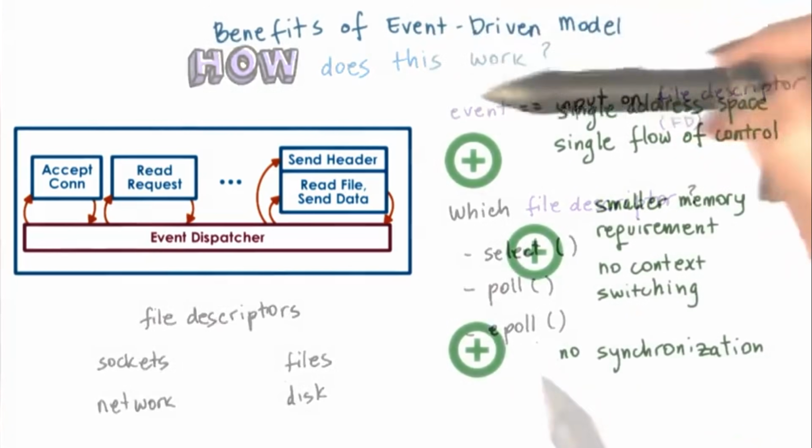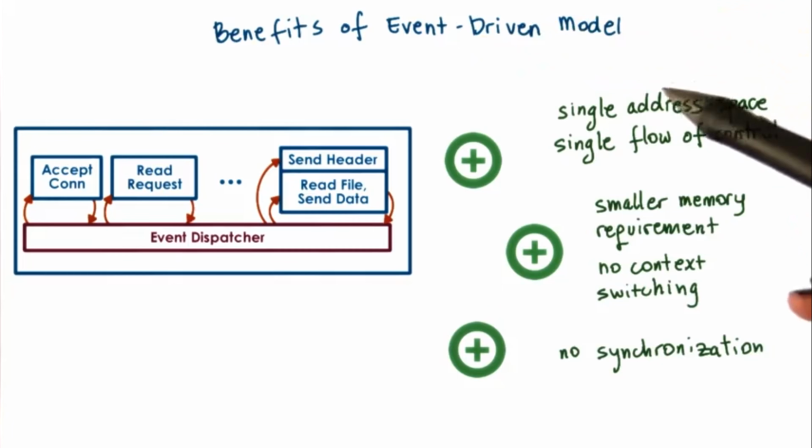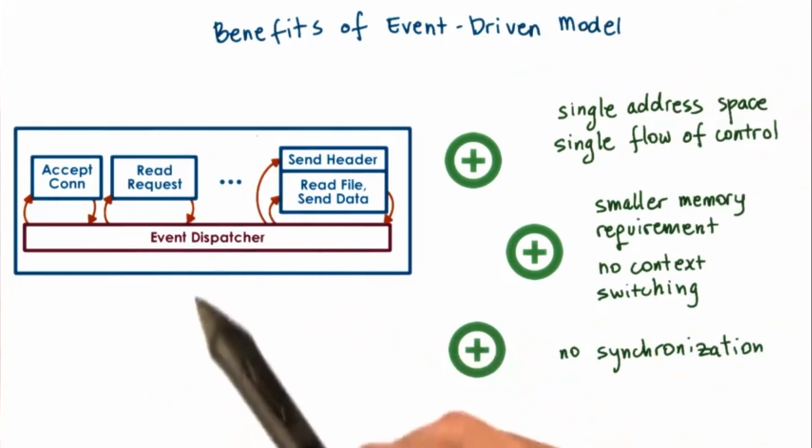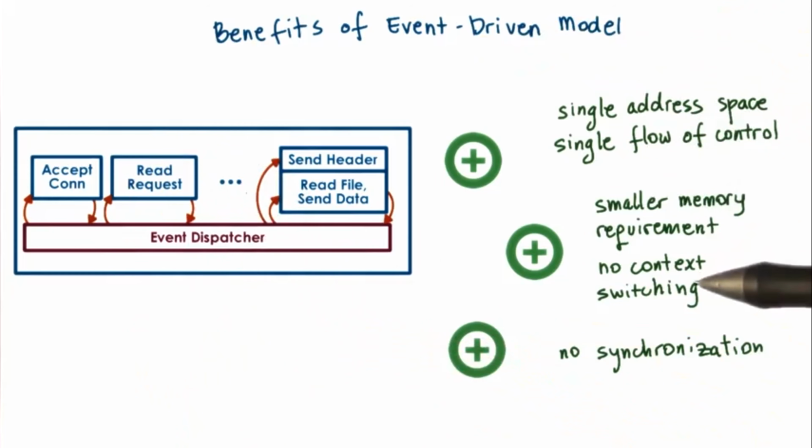And a lot of the high-performance servers that require high data rates and low latency use this kind of mechanism today. The benefits of the event-driven model really come from its design. It's a single address space, single flow of control. As a result, the overheads are lower. There is no need for context switching. Overall, it's a much more compact process, so it has smaller memory requirements. And the programming is simpler. We don't need to worry about use of synchronization primitives, about shared access to variables, etc.